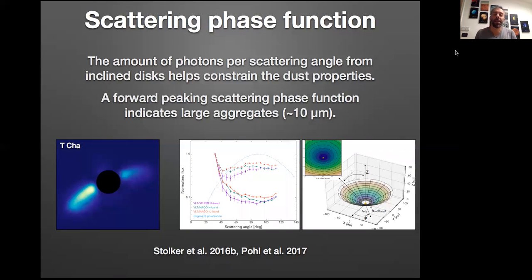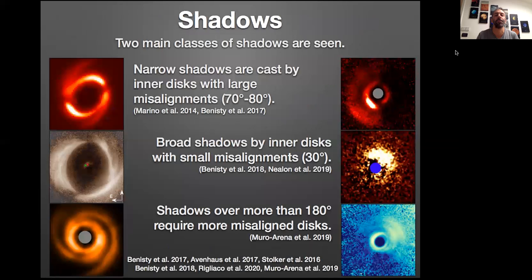We have also obtained some information, not much, I would say, about the dust properties through the scattering phase function. That is basically how many photons we have scattered per angle. And that is very complicated in protoplanetary disks because of the disk geometry. It's not as simple as for debris disks. So there are just a few examples of this from our papers, but it's interesting that from them we found that we typically need large grains to explain our observations.